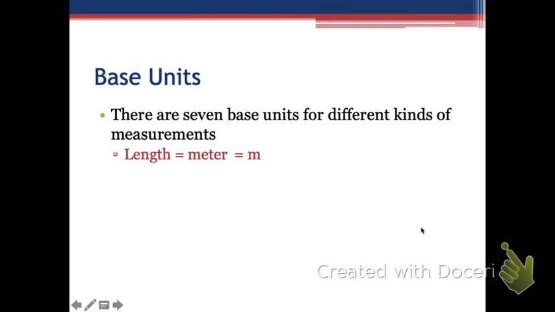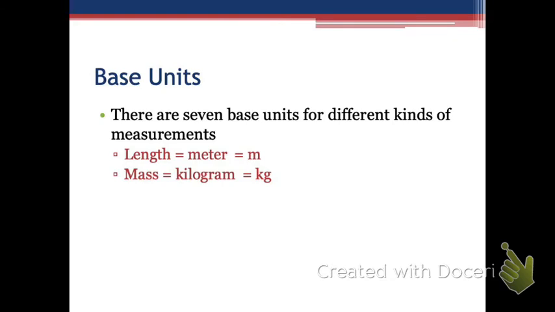For length, it should be always measured in meters, or it's most commonly measured in meters. And then I've got the abbreviation for it that goes beside it. Okay, so it's meters, but it uses a lowercase m to display meters. Next one is mass. Its actual base unit is called a kilogram.